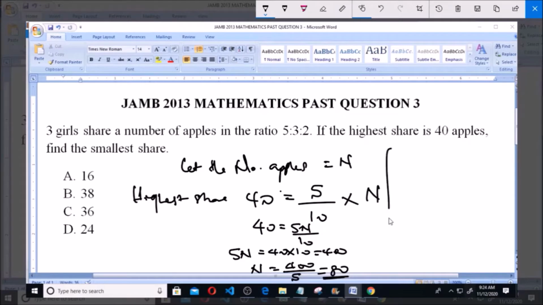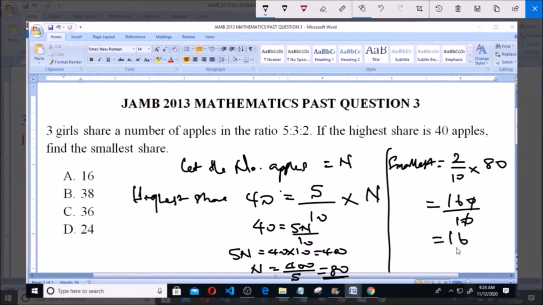Now the smallest share, which is the ratio 2, will be equal to 2 over 10 multiplied by the total number of apples, which is 80. That will give us 2 times 80, which is 160 all over 10, and 160 divided by 10 is equal to 16. So the smallest share will get 16 apples, which is option A.